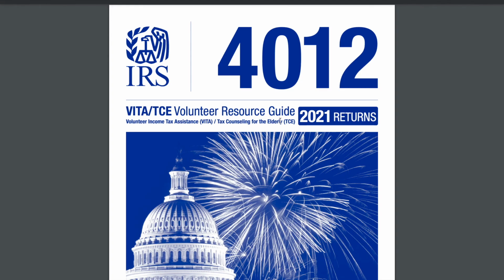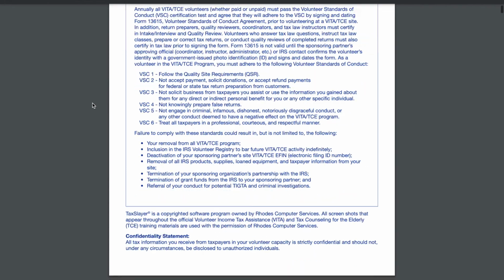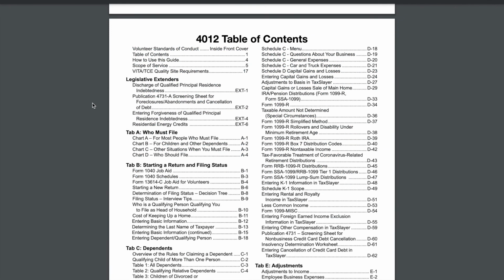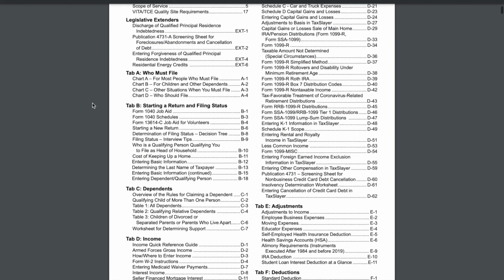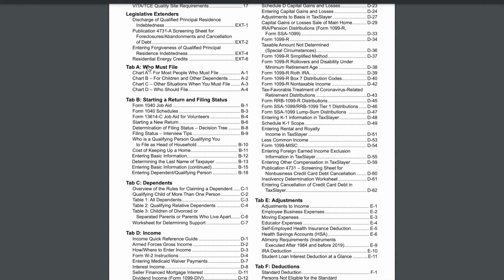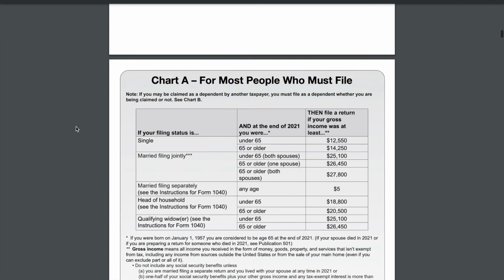Okay, so we are back here, and we are going to walk through Publication 4012 in regard to some of our basic filing topics that we've talked about. Starting off, we're going to go through tab A first, which talks about who must file and then gives a little overview of who should file. Tab B is starting a return and filing status, and then tab C is dependents. We're going to click on tab A, and it will take us here.